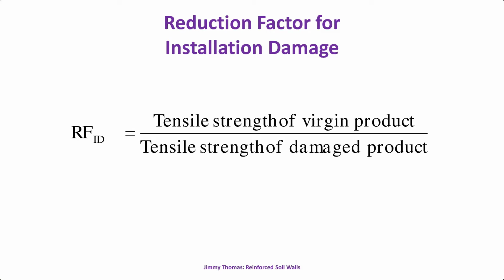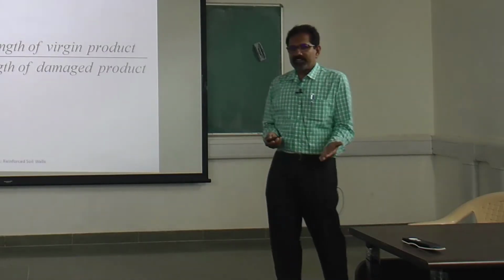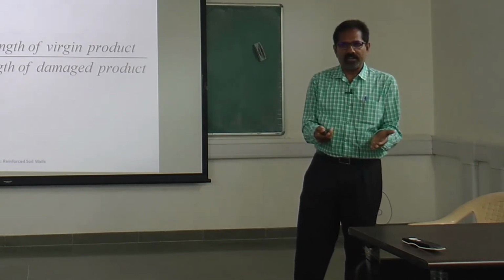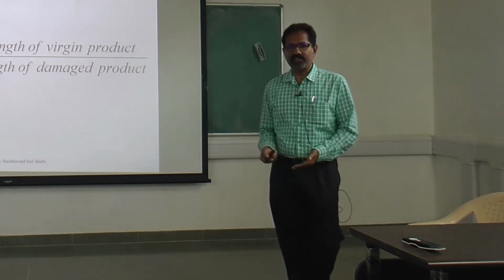One is the virgin, like undamaged, that means fresh samples they will test. Then after this installation damage, again they will test. So this ratio gives the reduction: tensile strength of the virgin product, that means fresh sample, divided by the tensile strength of the damaged product. So this becomes my installation damage factor. So again, manufacturer gives these test reports. Then I have to look at my site, which type of fill material I am going to use. Then an appropriate reduction factor I have to pick up.